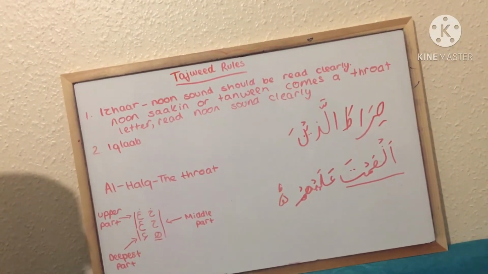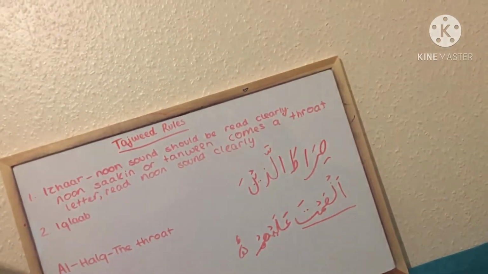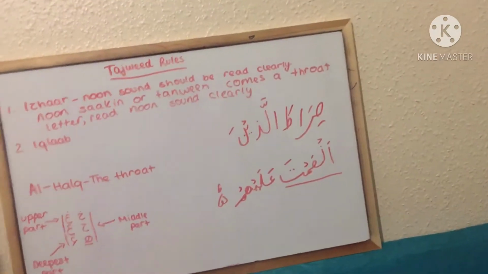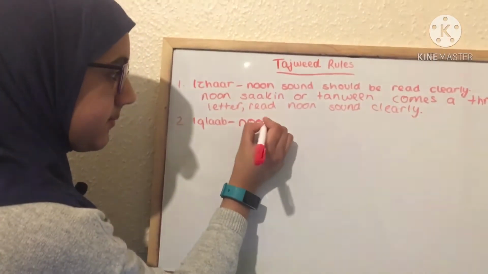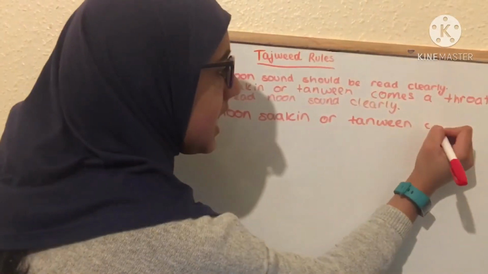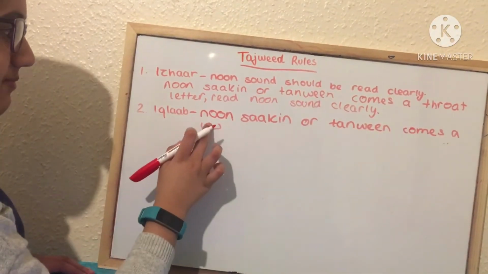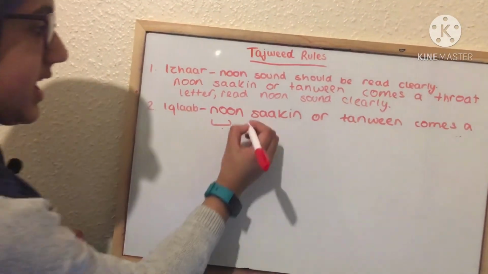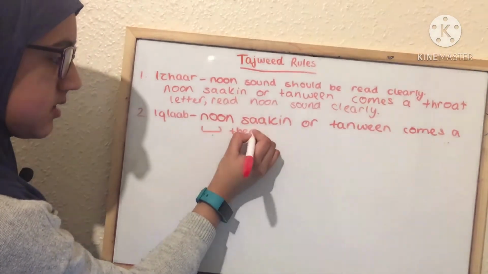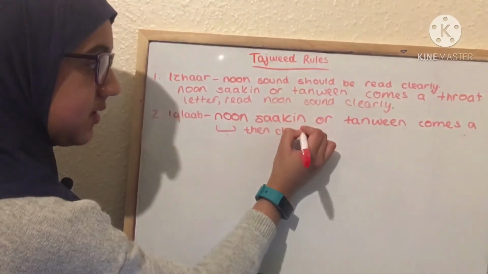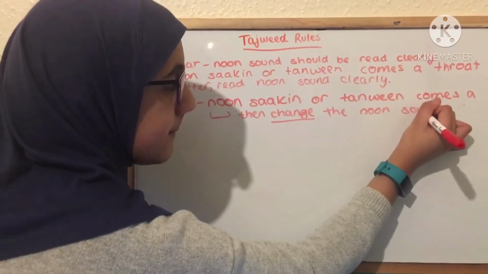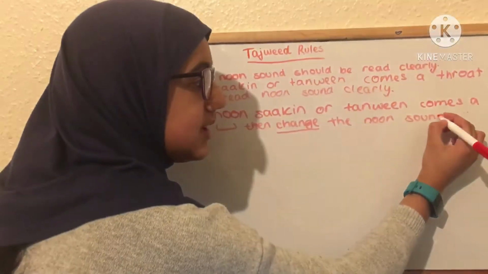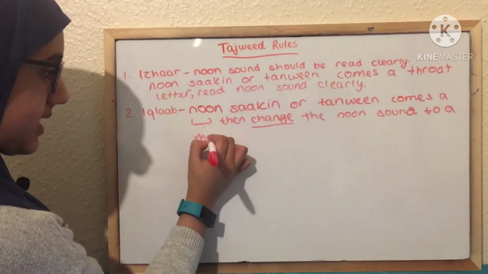We have another rule to do. And now that you know what the izhar rule is, we'll go to the iqlab rule. Iqlab is, okay, if after a noon sakin or tanween comes a ba, then change, which is a key word here, change the noon sound to a meem sound, and it will actually give you a little clue there. I'll show you what I'm talking about in a minute.